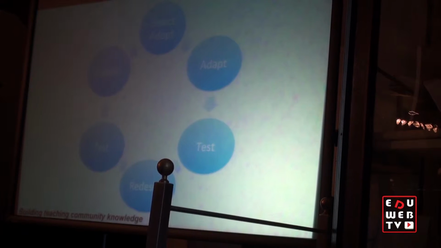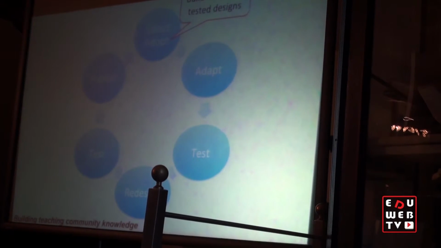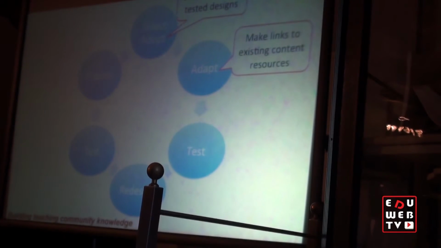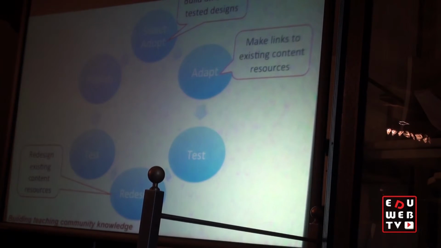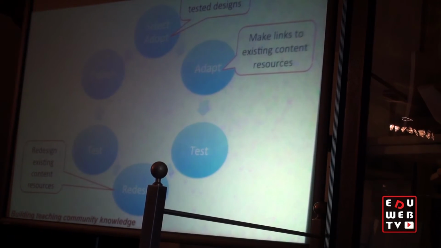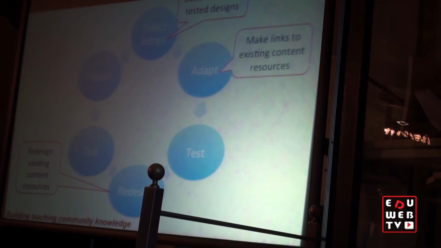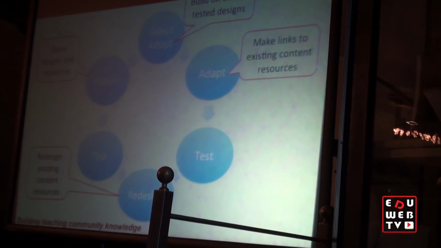It's now a pattern which other people using your system can also use. So we're building on other people's designs. We're making links to existing content resources, and we're redesigning those existing content resources in the way in which we use them in our teaching. So it's a way of enabling the whole community to build that kind of community design knowledge about how best to use new technology. We're sharing designs and sharing resources.